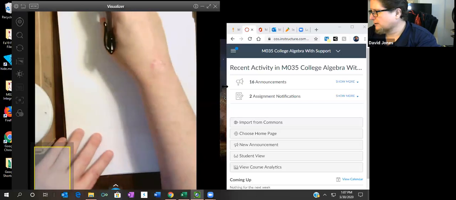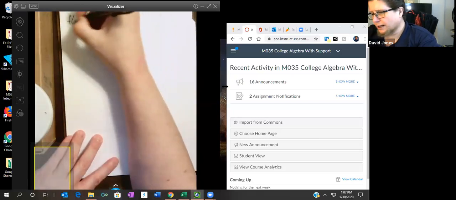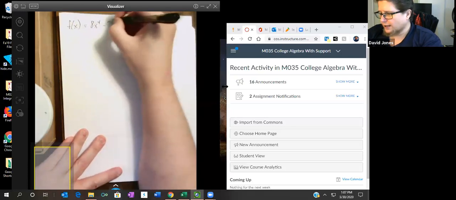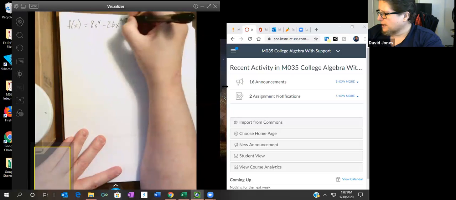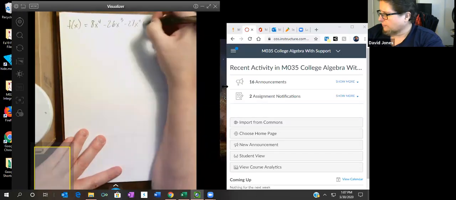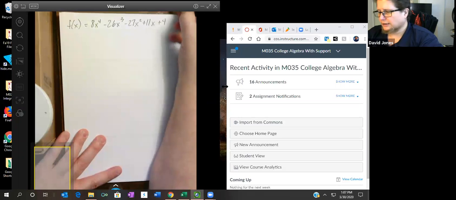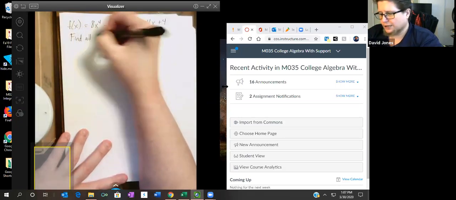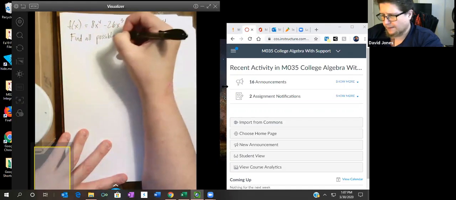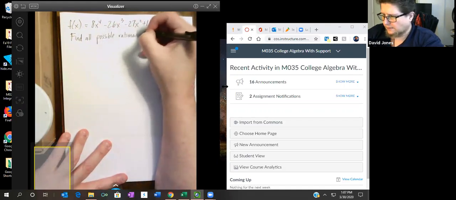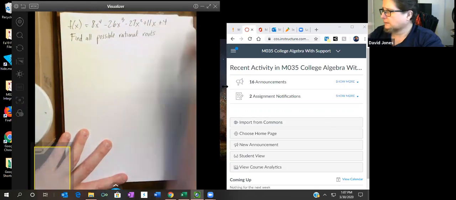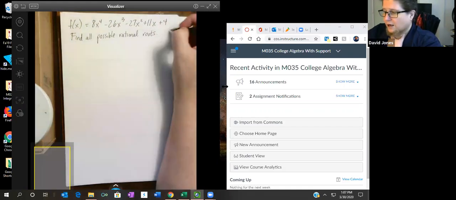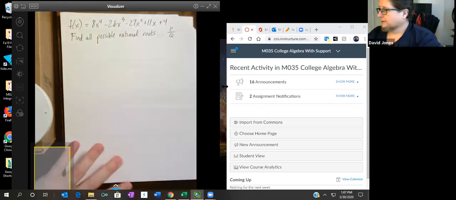So what we're going to do now, what I want you to do, I want you to pause and do this. We're going to have f of x equals 8x to the fourth minus 26x cubed minus 27x squared plus 11x plus 4. I don't want you to find the roots. I just want you to find all possible rational roots. So pause it and try giving it. So we're looking for P, all the different combinations of P over Q.